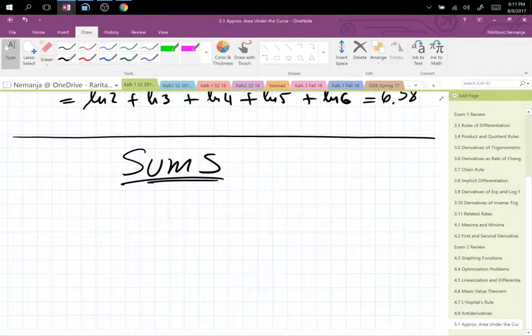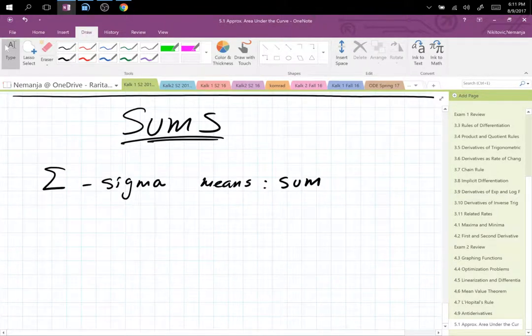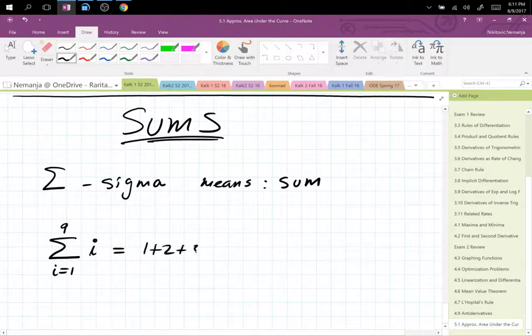So sums. We are starting with the letter sigma. It's a capital letter, and it means sum. The way it works is you will say the summation, I starts from 1 to, let's say, 9 of I is 1 plus 2 plus 3 plus 4 plus 5 plus 6 plus 7 plus 8 plus 9. There we go.